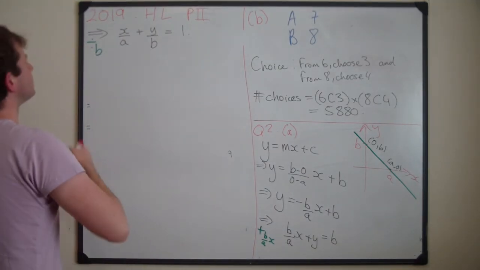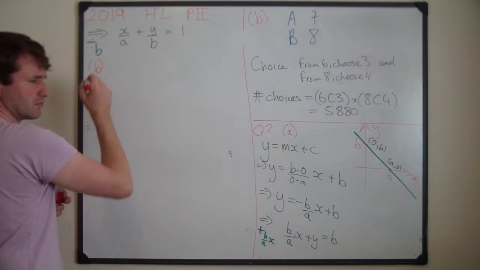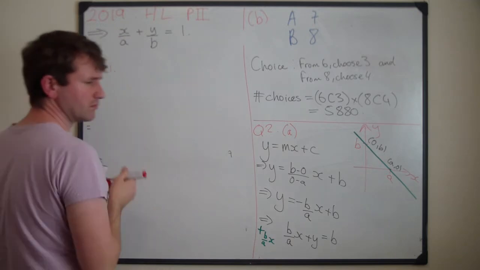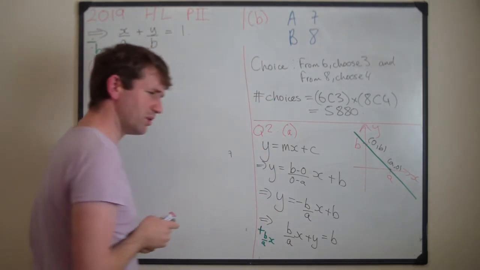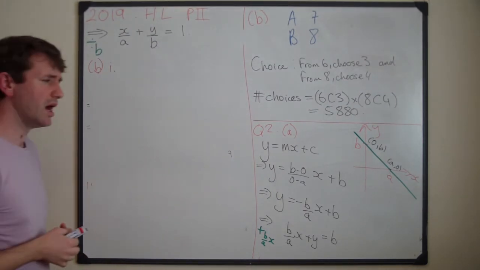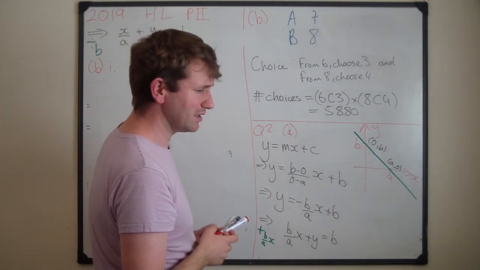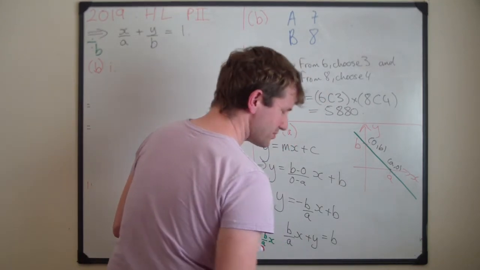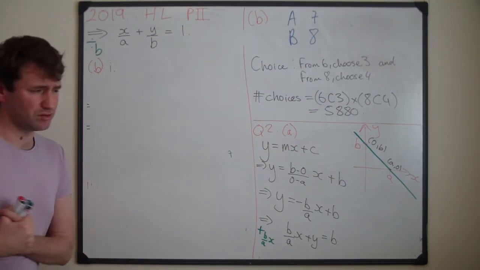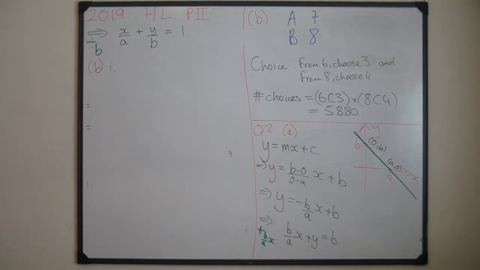Part B. So it says the line L has slope m and contains the point (6, 0). Write the equation of the line L in terms of m. So there's probably different ways of going about this as well.